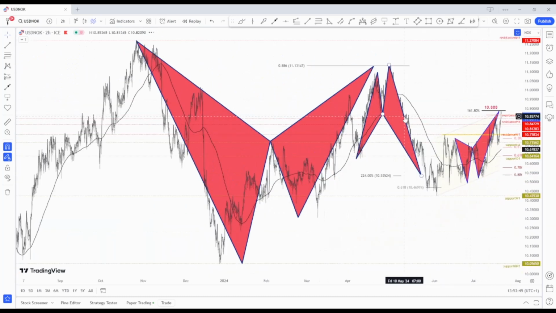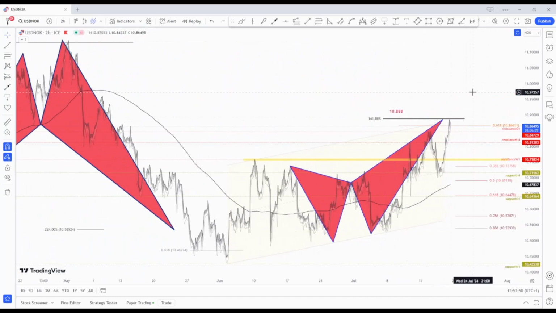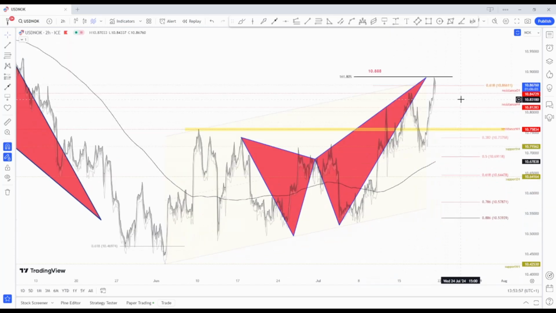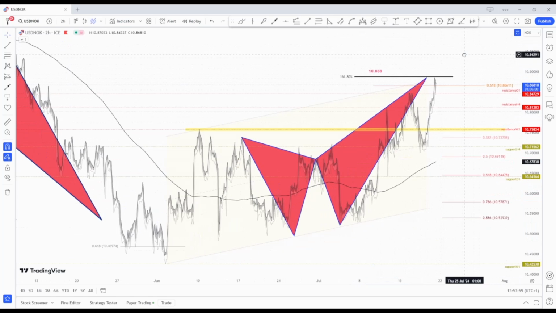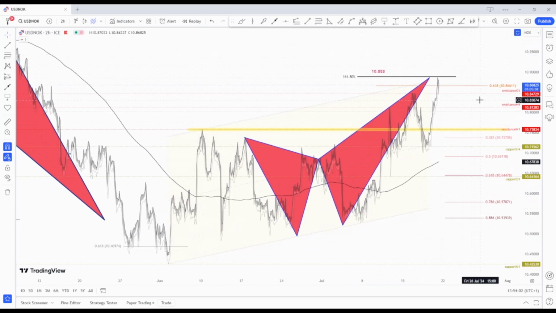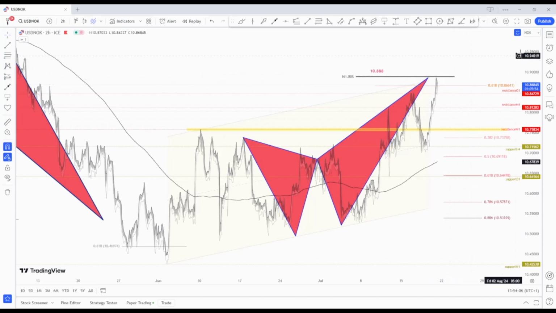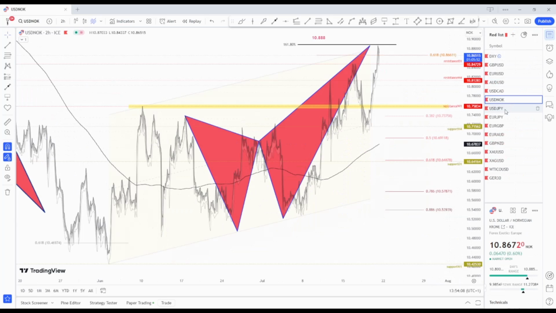We have also just a few examples for the Norwegian krone. We discussed this pattern before. 10.88 golden Fibonacci extension level. Actually we are already in this price range or price zone. To complete this sequence, I also expect a retracement for the Norwegian krone.